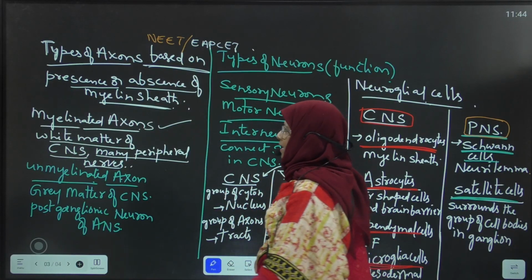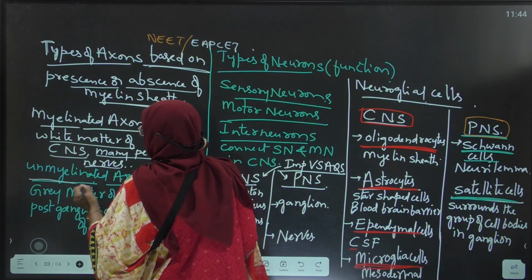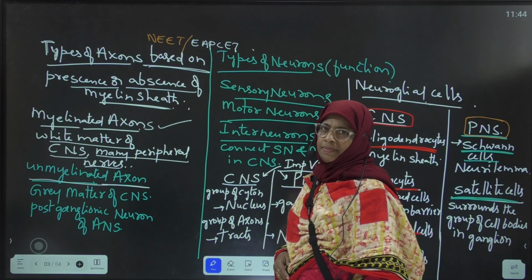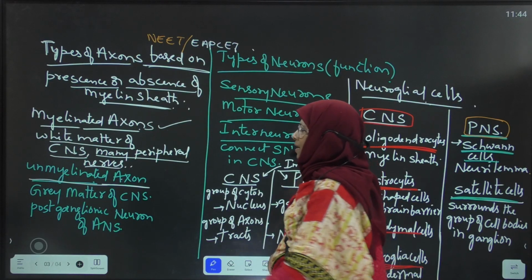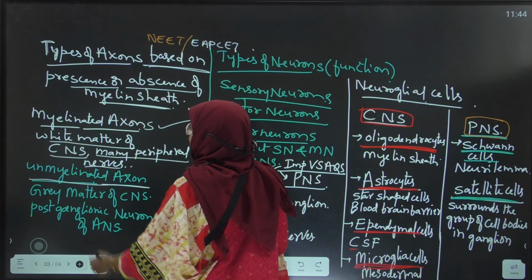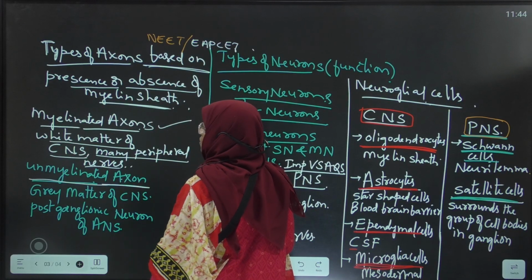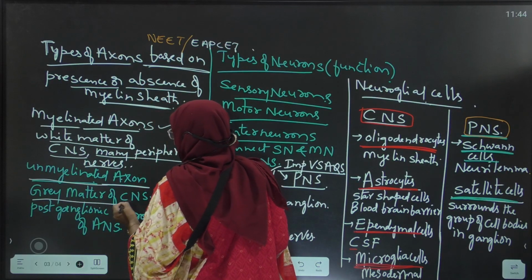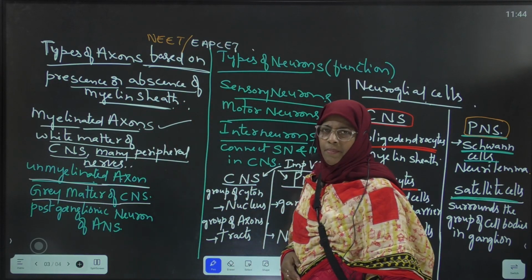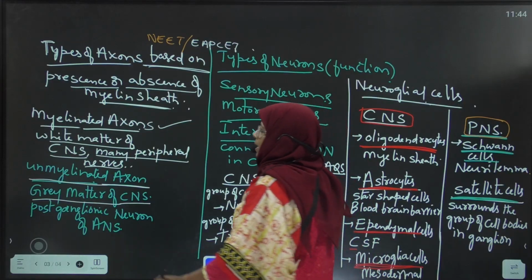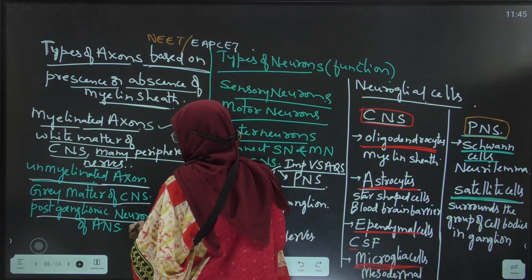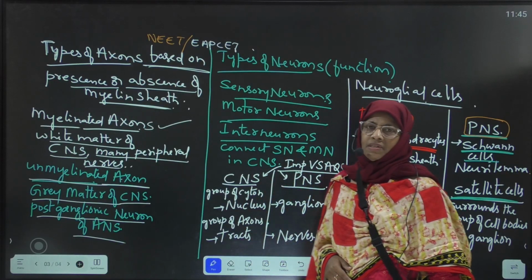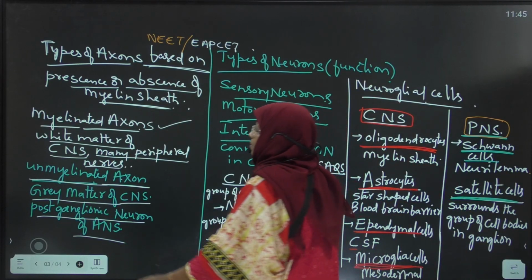Next, we will discuss the unmyelinated axons in which myelin sheath is absent. Axon is not covered by myelin sheath. Myelin sheath is absent, hence called unmyelinated axons. These unmyelinated axons are found in gray matter of the central nervous system and postganglionic neurons of the autonomous nervous system, the self-governing nervous system.